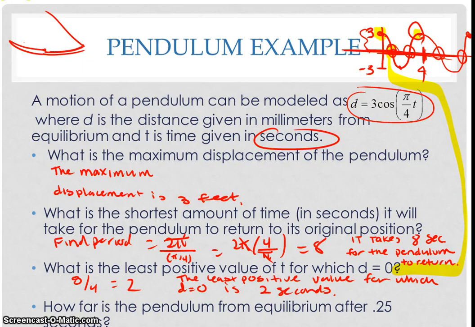Okay, so how far is the pendulum after 0.25 seconds? So we're going to plug this in for t into our equation. So I'm going to plug that in now. Okay, so we're going to plug it into our calculator again in radian mode, since this is a radian, and we can answer the question.